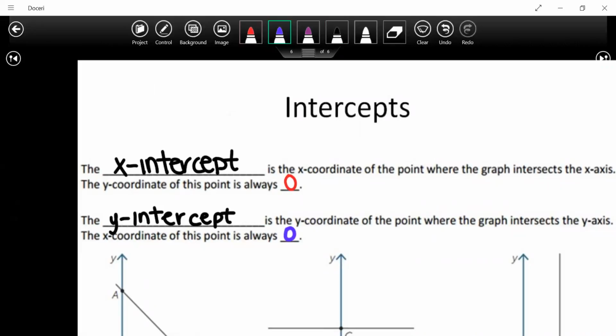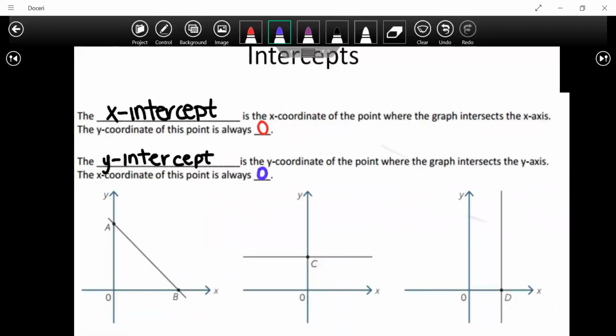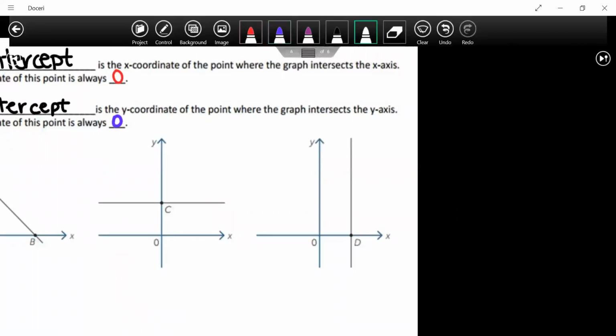Whenever you think of intercept, think of just intersect. They cross. In this case, we're looking at points and lines that cross the x and y axis. You can have one, you can have some, or you can have none. We'll look at all these cases, and we'll change up this last one so that it gives you the right idea for this.